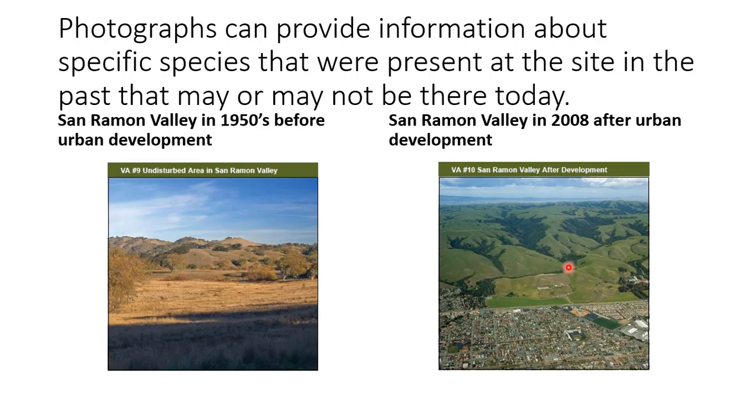Photographs can provide information about specific species that were present at a site in the past that may or may not be there today. So this is the same area as this, just a different view. This is an aerial view and this is a land view, but it is both the San Ramon Valley. And before 1980, the San Ramon Valley was mostly grasslands, and then urban development has slowly encroached on it. And you can see that same thing happening around this area.